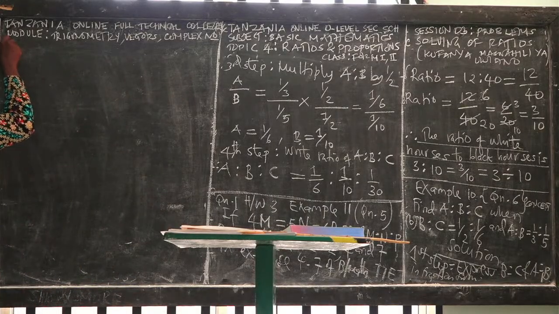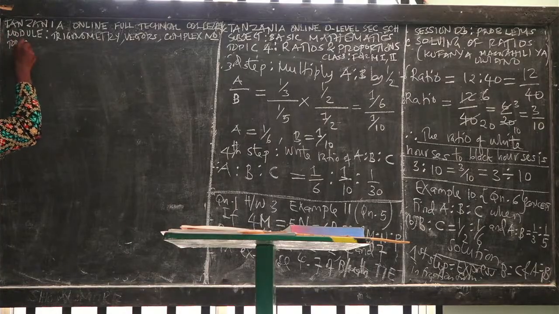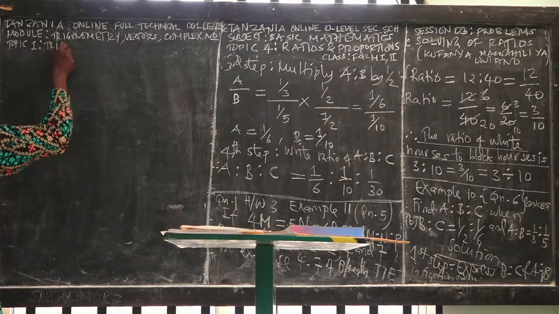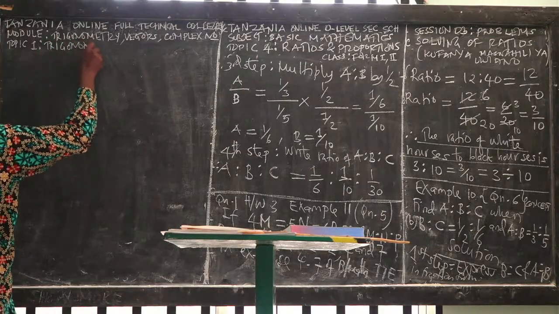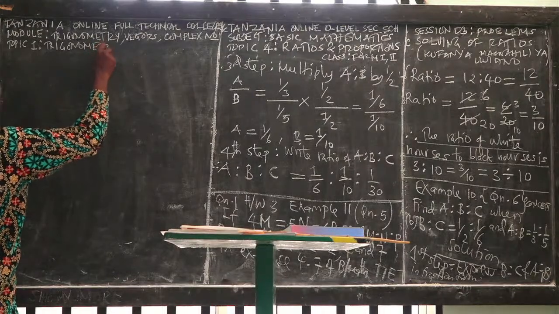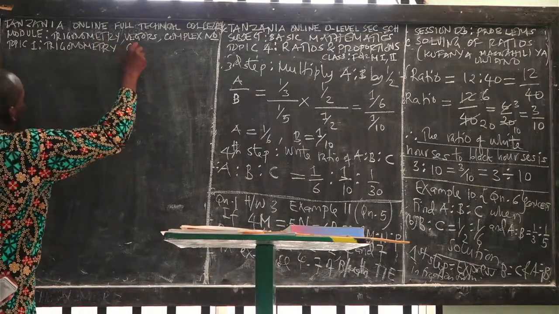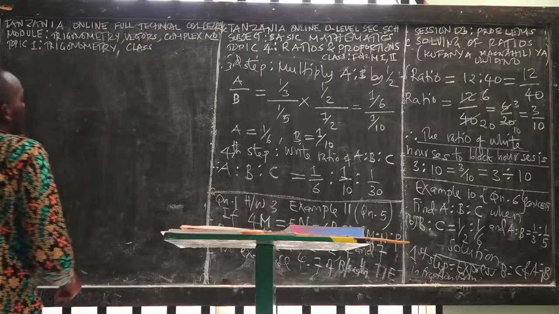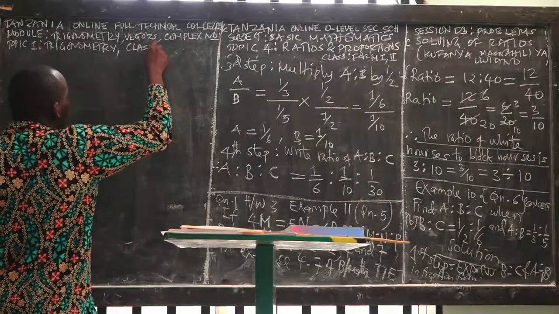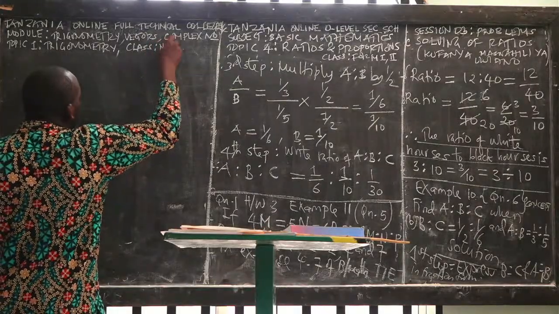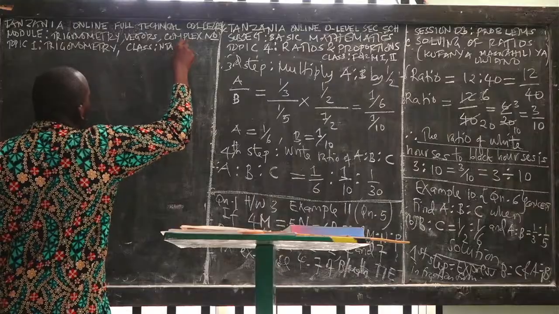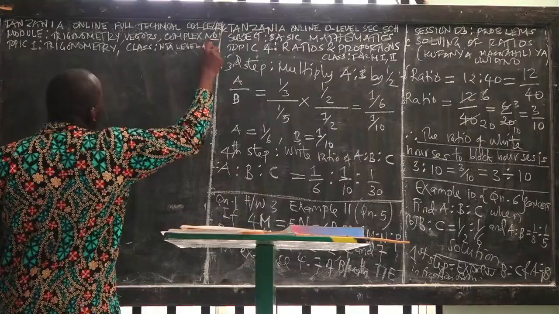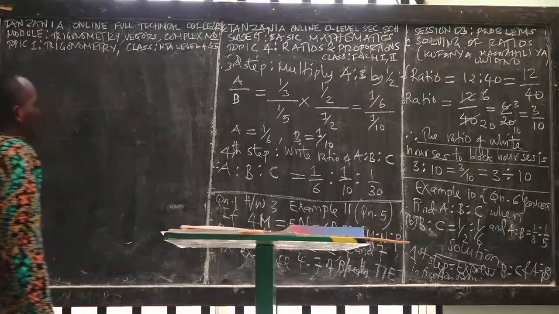And today I'm going to teach you the topic. This is topic 1, or chapter 1, called trigonometry. The class that will learn this lecture is NTA level 4 and NTA level 5 in all the ordinary diploma institutions.